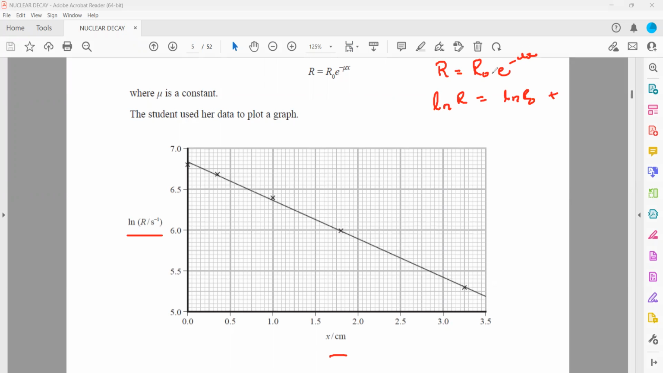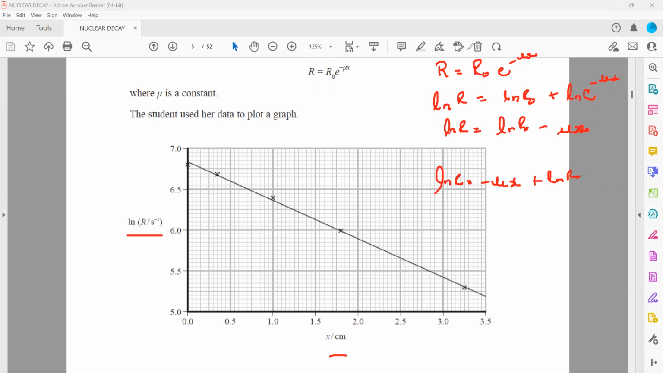plus, because in logarithms when two quantities are multiplied, we write them in addition, ln e raised to power minus mu X. And ln and e are inverse functions, so we can say ln R equals ln R naught minus mu X, because ln and e cancel out. Then if we rearrange the equation, ln R equals minus mu X plus ln R naught.